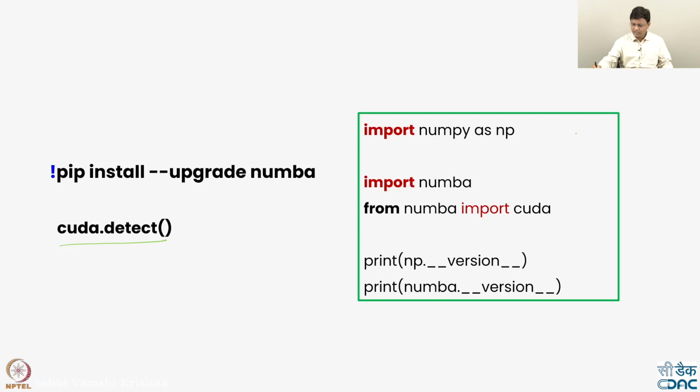Now, you can see we have written a very small program just to check which version of Numba or NumPy is available on the system we are using. For that you have to import NumPy as np, import the Numba library, and from Numba import the CUDA libraries, and then you can just check the version. If these two print the version numbers, then you can say it is properly installed and configured.